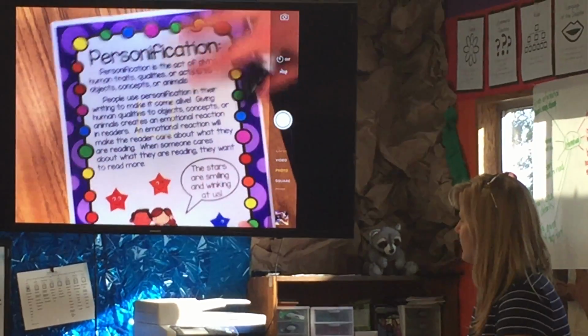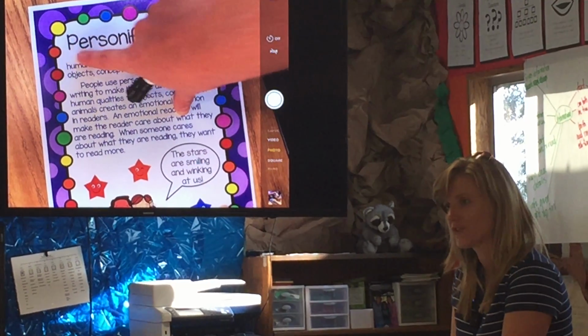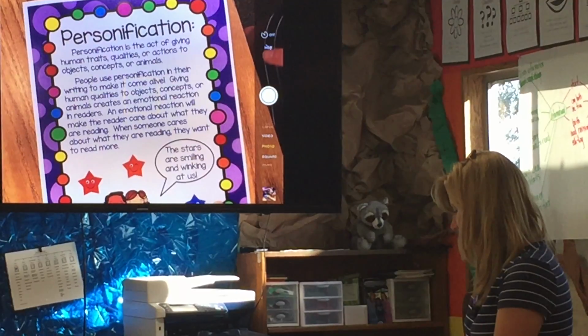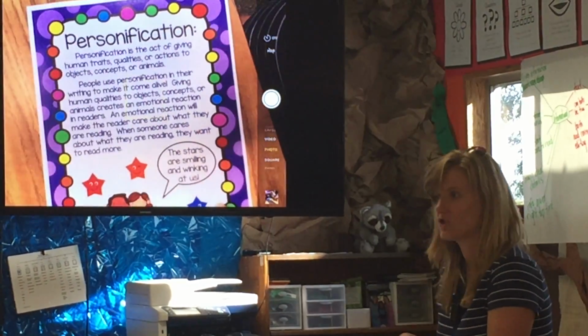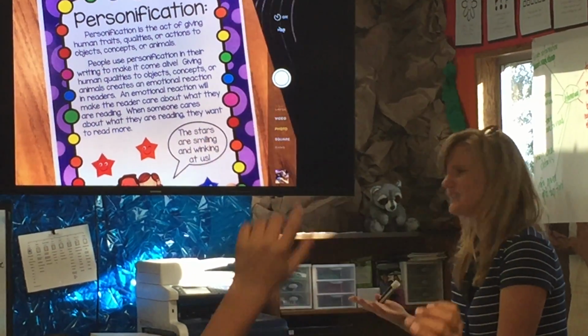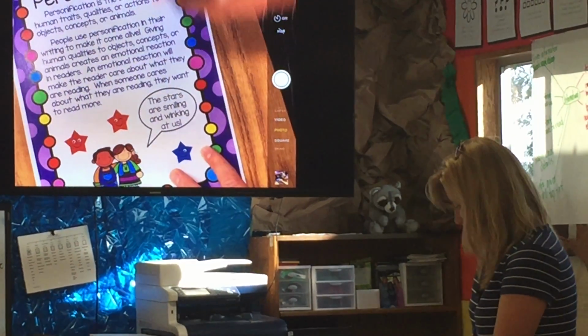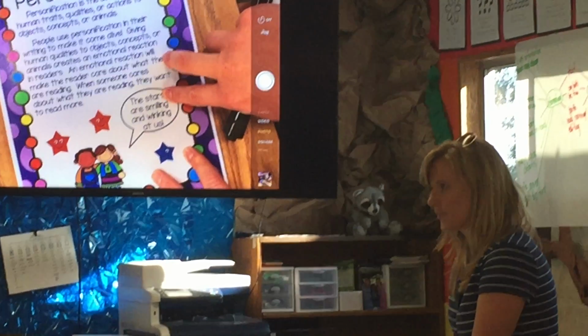Personification is another great one to be using. Your hint in this one, do you see person at the beginning? This one is when you're giving human traits, things humans, people have, to objects, to animals, to things that are not humans. So, for example, is a star a human? No, it doesn't do what humans do.